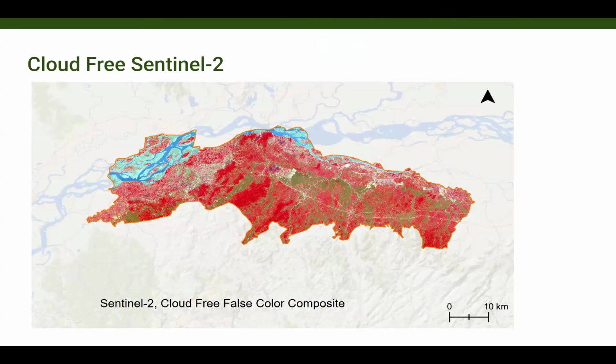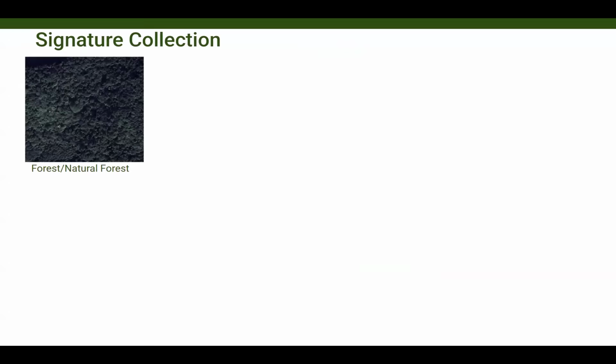So this is how the cloud free imagery looks. It's quite good. Signature collection: this is how it looks on Earth Engine. I decided on 10 classes.